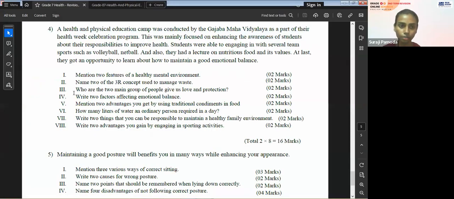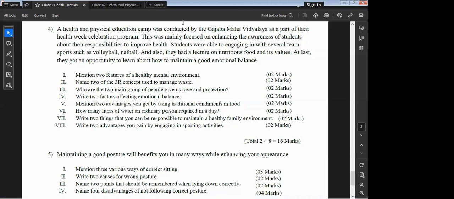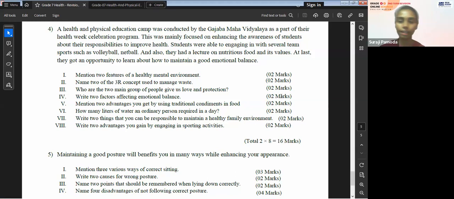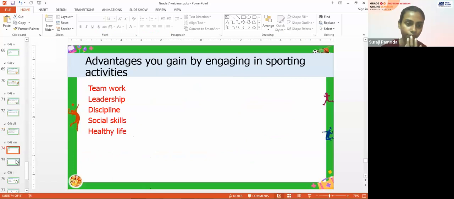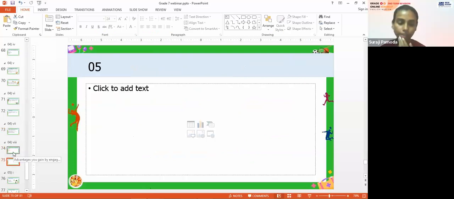Right. Then the last question, write 2 advantages you gain by engaging in sporting activities. 2 advantages. Sports කරාම තියෙන advantages අහනවා. So tell me. Yes. Can improve physical fitness. Yes. Good. Another one. Can spend time meaningfully. Yes. Good. Any other answers? And a healthy body. Yes. You can be healthy.